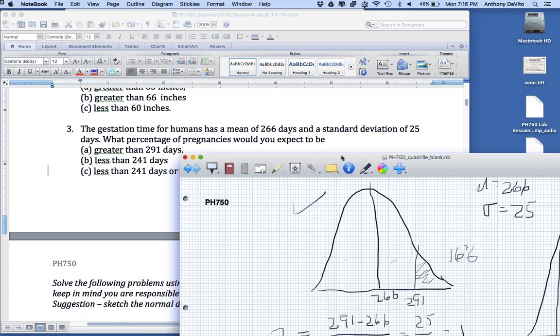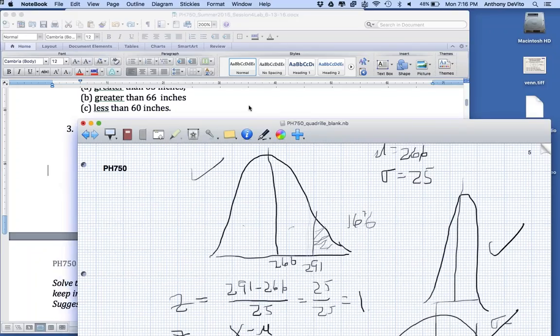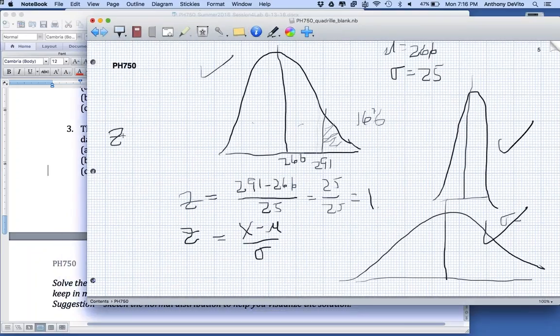So what's the next question there? Next question is less than 241 days. So I'm going to use that z formula again: 241 minus 266 divided by 25. This time it's a negative number, right? Negative 25 over 25 is negative 1. So the z-score here is negative 1. Z-scores are negative if they're to the left of the mean, and they're positive if they're to the right of the mean, right?